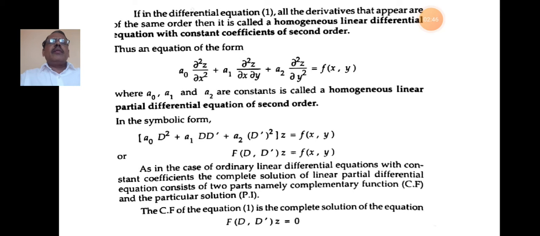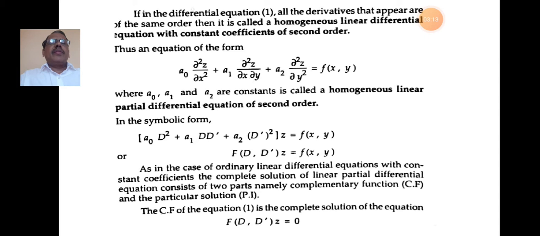In symbolic representation, a naught D squared plus a1 D D dash plus a2 D dash whole squared into z is equal to f of x comma y, or f of D comma D dash into z is equal to f of x comma y. As in the case of ordinary differential equations with constant coefficients, the complete solution of a linear differential equation consists of two parts, namely CF and PI, the complementary function and the particular integral.